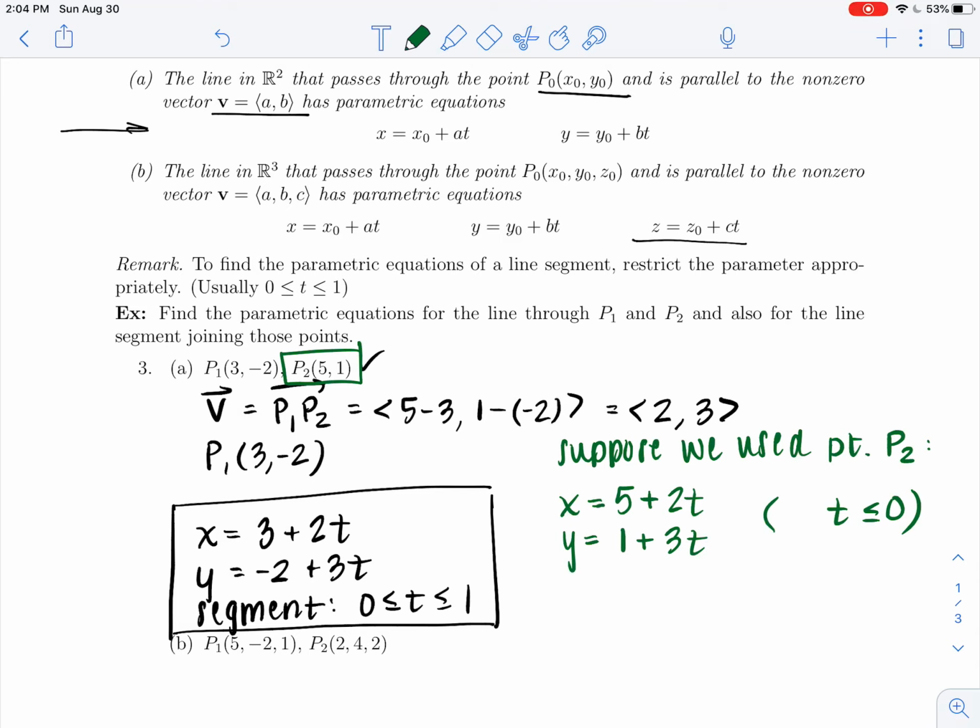And if I want to go backwards to P1, since I started at P2, I need to go essentially negative in time. I'm going to go -1, and let's just double check that. If I plug in -1, x becomes 5 minus 2, which is 3. Y becomes 1 minus 3, which is -2. And sure enough, that gets me to P1. So this is equivalently a set of parametric equations for the desired line and also the restriction on the segments. Now, how can we analyze this and rationalize that these are in fact the same?